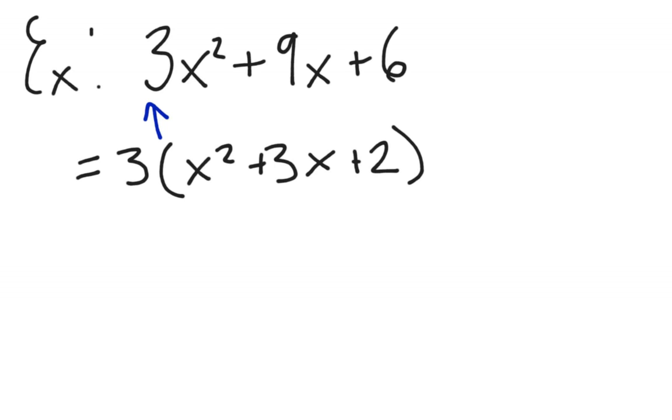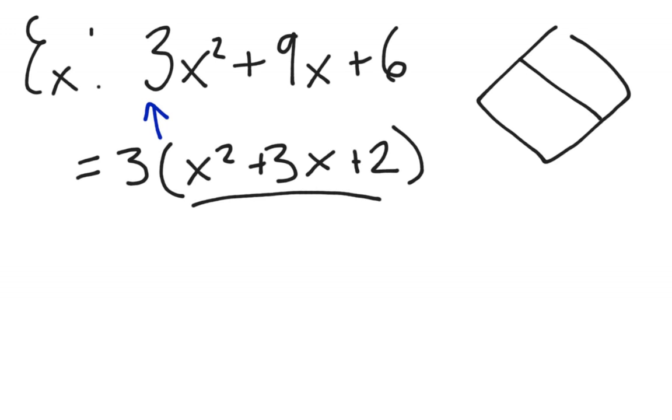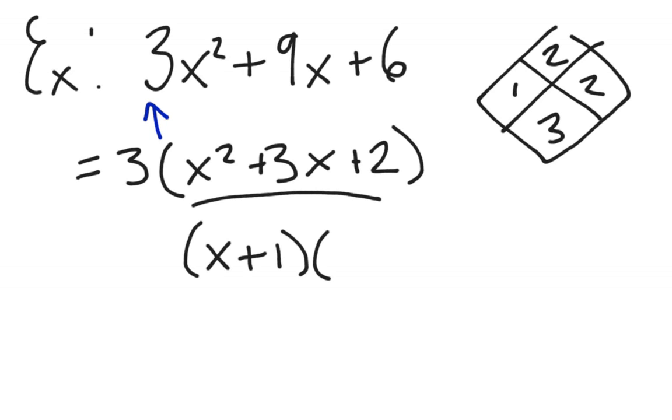Now that I've factored out the 3, I know how to factor this trinomial. I need to make a diamond problem. My product is 2. My sum is 3. Two numbers that multiply to 2 and add to 3 are 1 and 2. So that means I can factor this trinomial into (x plus 1) times (x plus 2). And now I can't forget about the 3 that I factored out in the beginning. So my final answer is 3 times (x plus 1) times (x plus 2).